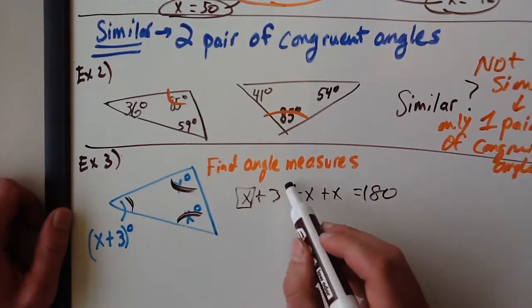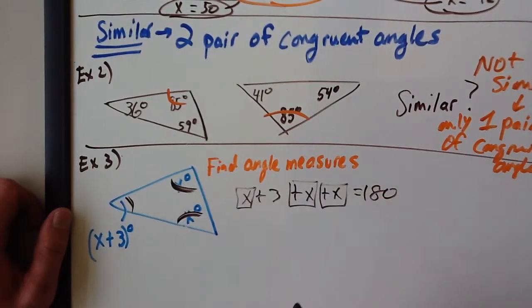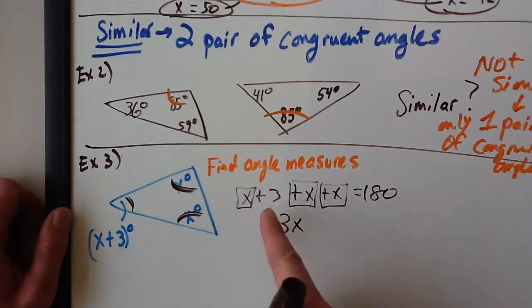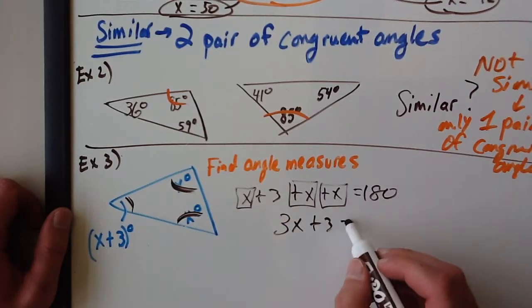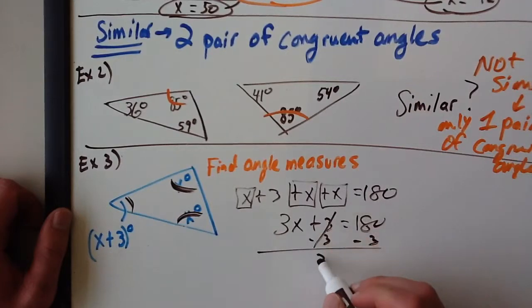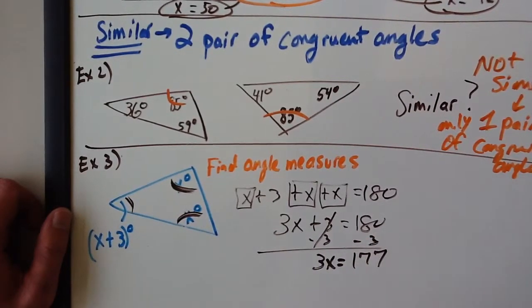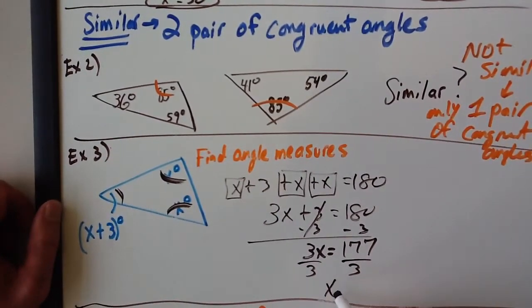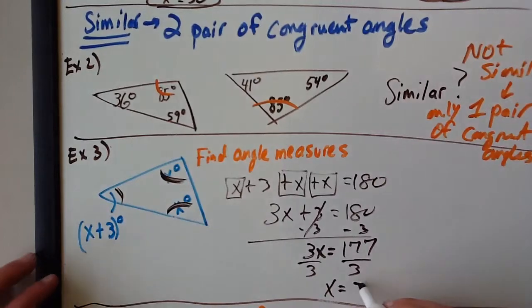You have x, x, and x. You have three x's, and you have a constant 3. So 3x plus 3 equals 180. Move the number to the other side to get x by itself, and 3x equals 177. Finally, solve for x by dividing by the coefficient, and x would equal 59.